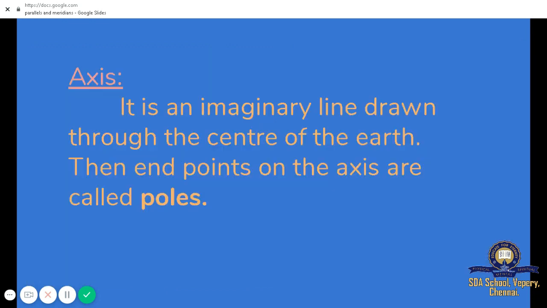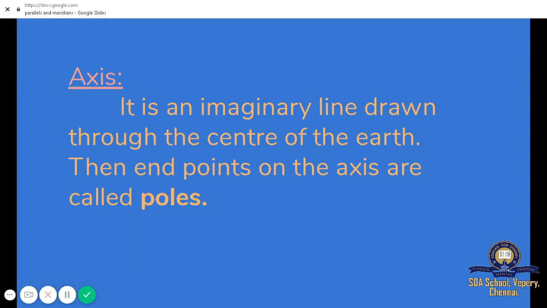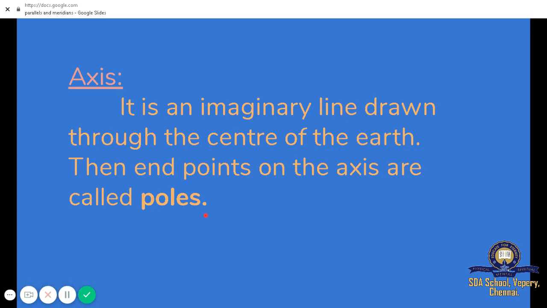What is an axis? An axis is an imaginary line drawn through the center of the earth. Then the endpoints on the axis are called poles. For every line, whether it is a real line or an imaginary line, there are some endpoints, right? The endpoints on the axis are called poles.